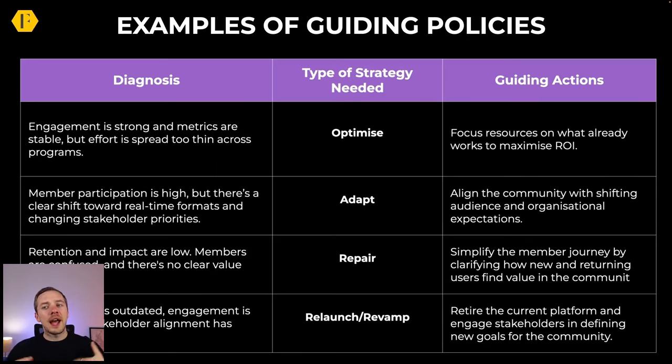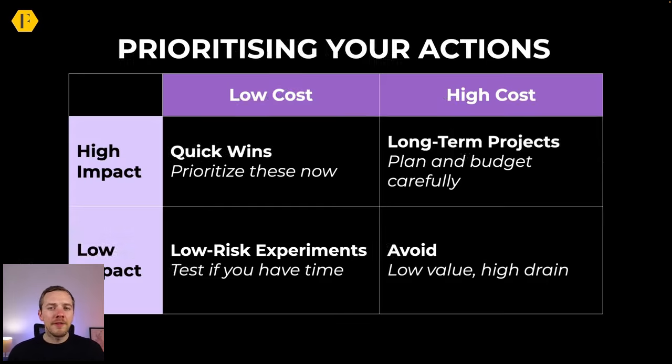And you can see an idea of what the guiding actions begin to look like here. We have the diagnosis, we know what type of strategy we need, and then we can find the right kind of actions to match. And it's easy to brainstorm a lot of ideas of what you could do to optimize, adapt, repair. And again, I'll go into this in more depth in a later video. But what we want to do is have a framework. As consultants, we always try and think of what is the framework for solving the problem here. And a very simple one to think about here is what's high impact and what's the cost.